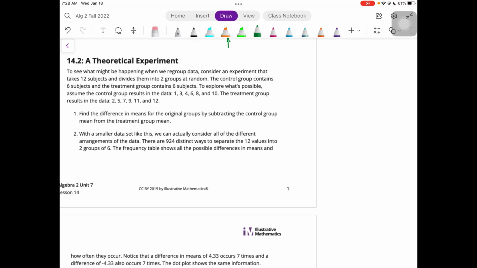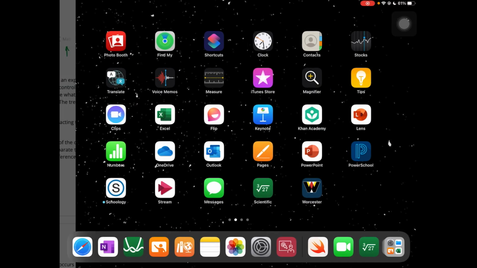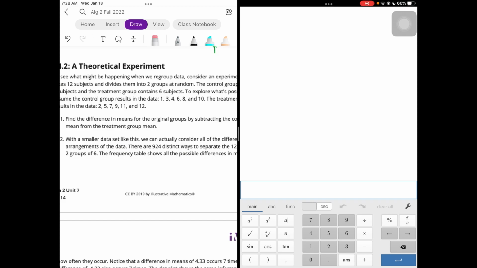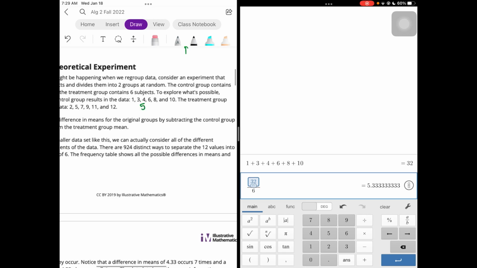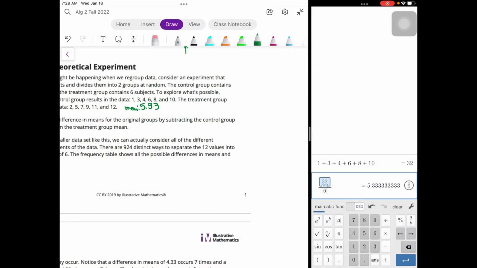All right, so we can bring up our calculator. And we're just going to find the means there. So 1 plus 3 plus 4 plus 6 plus 8 plus 10, and then divide that by 6. And we get 5.33. That's the mean. I'm going to slide that over. We don't need quite that much.